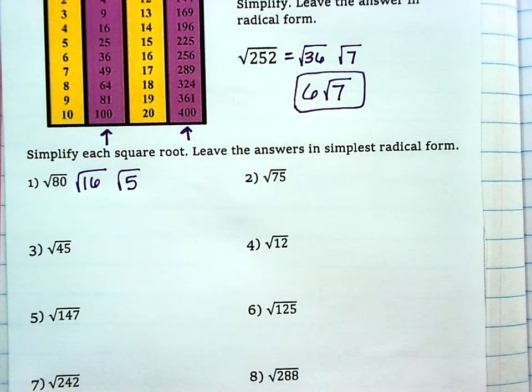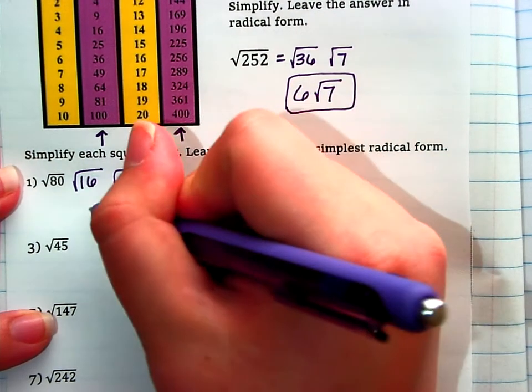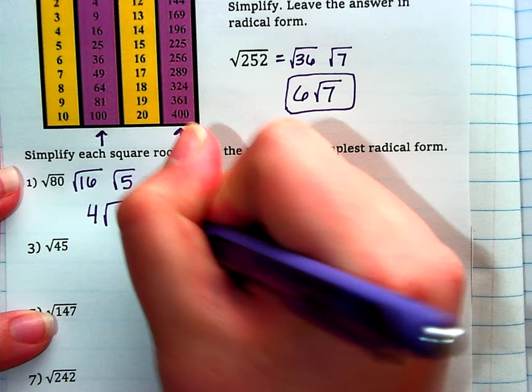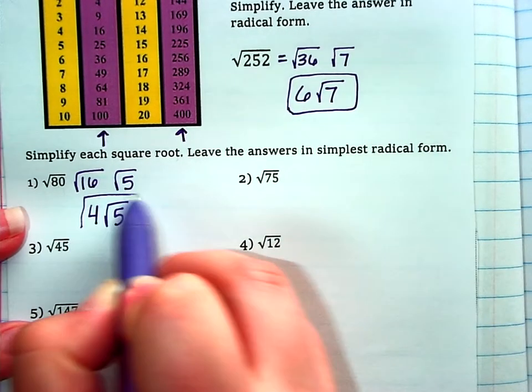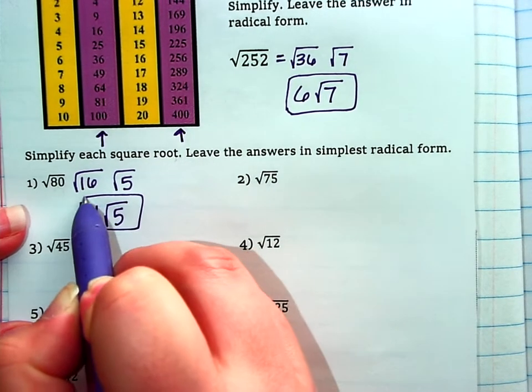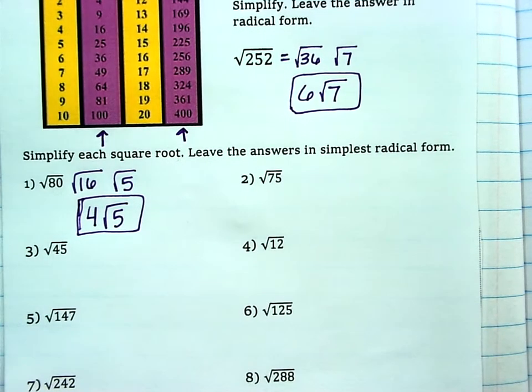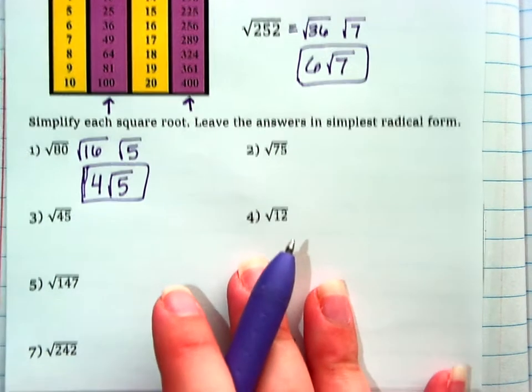Okay, now we can simplify. The square root of 16 is 4, and we don't know the square root of 5, so we're leaving it as square root of 5. So that would be your final answer. 4 radical 5.